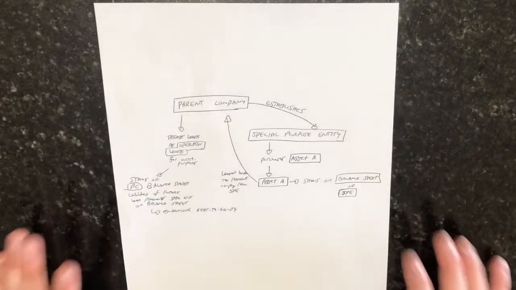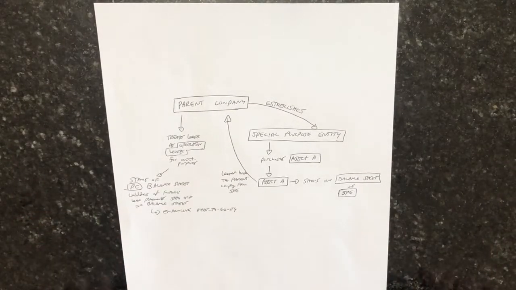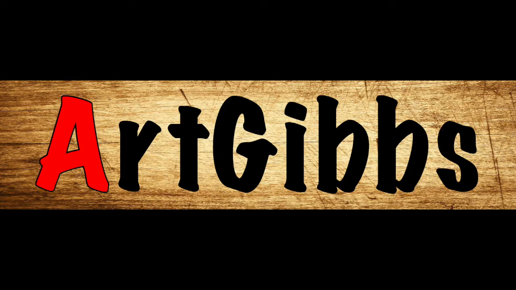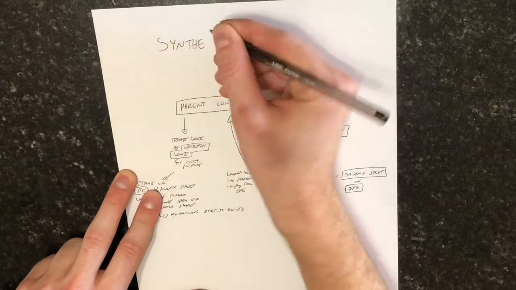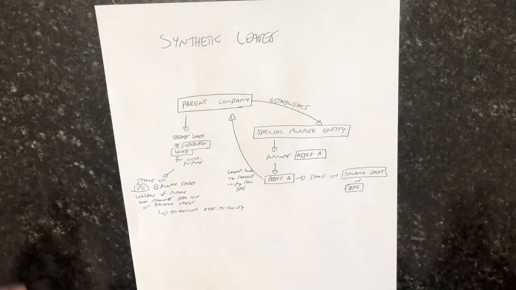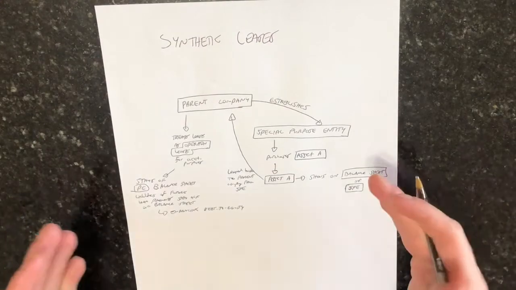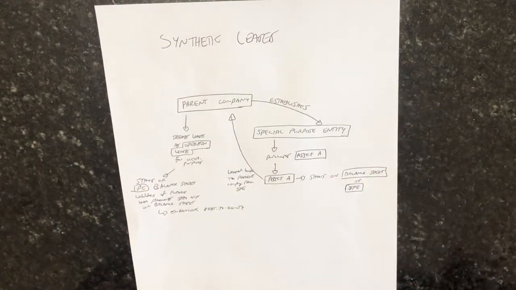Okay, so welcome in. Today we're going to talk a little bit about synthetic leases, what they are, and why they've been tightened up since the Enron crisis. Synthetic leases. Basically, what a synthetic lease is, it allows a parent company to establish a special purpose entity.